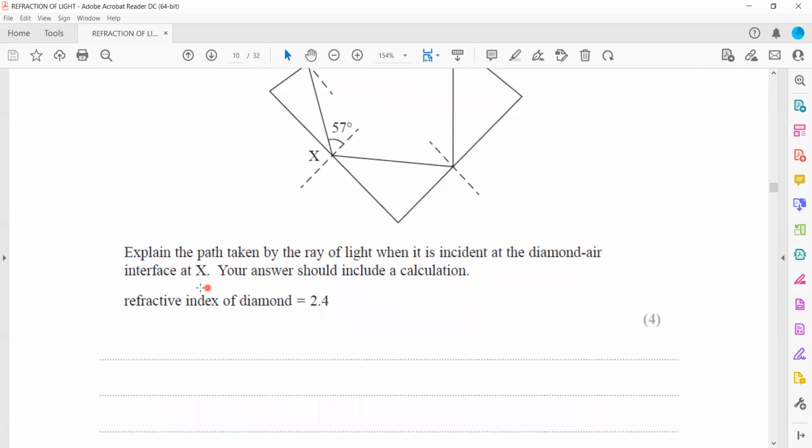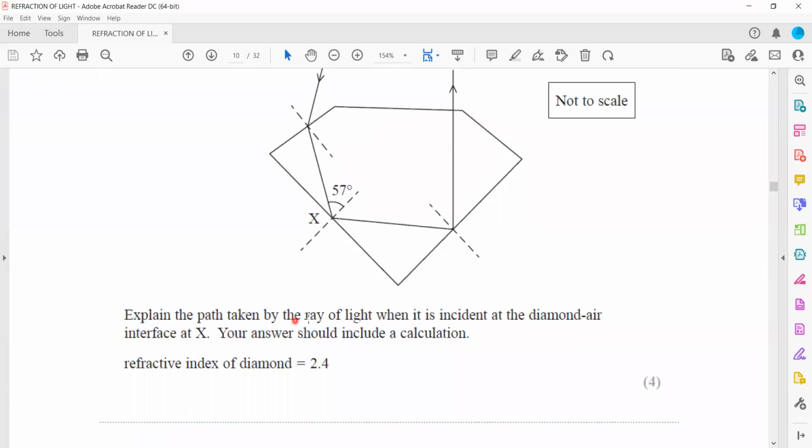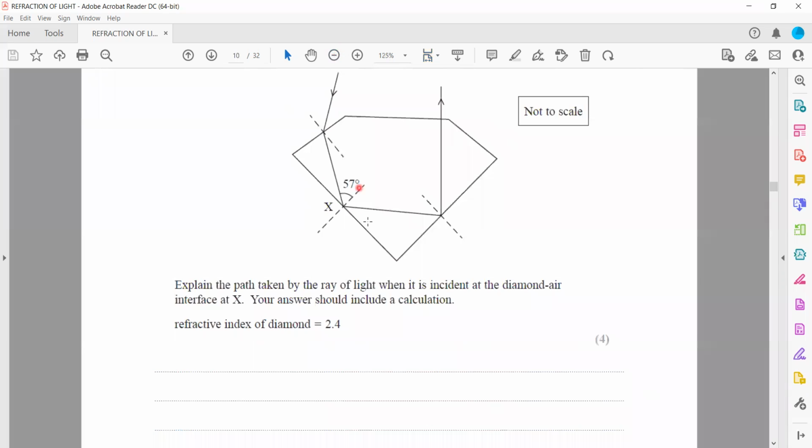That's why it leaves. Explain the path taken by a ray of light when it is incident on the diamond-air interface at X. And your answer should include a calculation. The refractive index of diamond is 2.4. So what we'll do is work out the critical angle first, and using the critical angle, we'll compare this angle 57 with the critical angle. And it will be obvious that this angle 57 will be more than the critical angle.